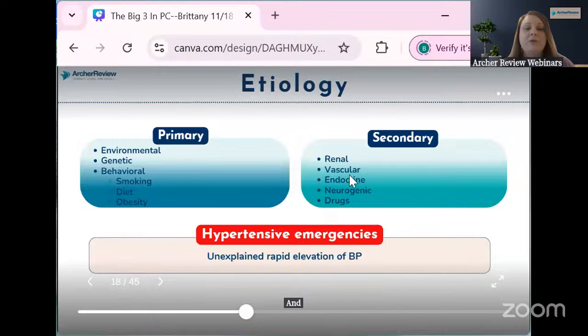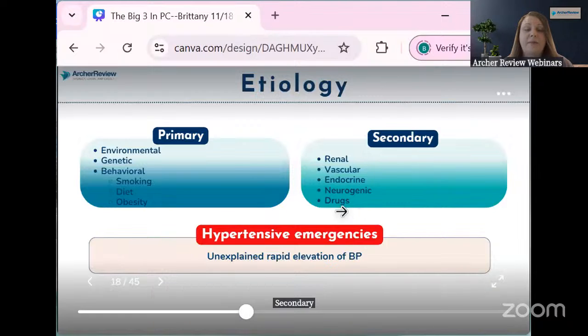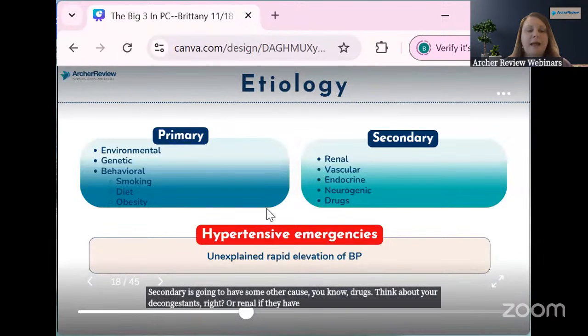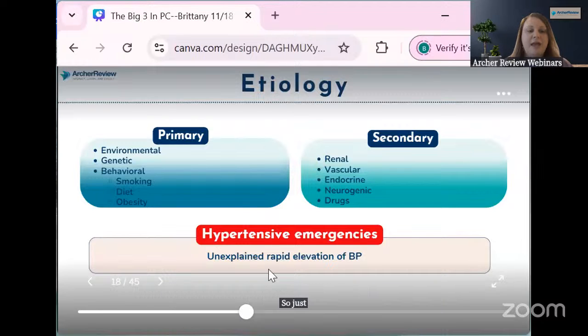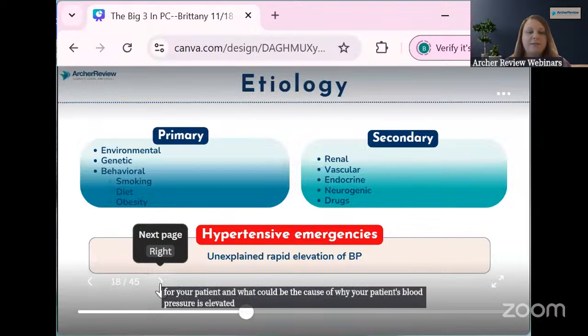And again, like I mentioned, with primary or essential hypertension, we're trying to make modifiable changes. Secondary is going to have some other cause, such as drugs. Think about your decongestants, right? Or renal problems, where patients may have a hard time regulating their blood pressure. So just think about these types of things for your patient and what could be the cause of why your patient's blood pressure is elevated. That's all I want you to know from this slide.